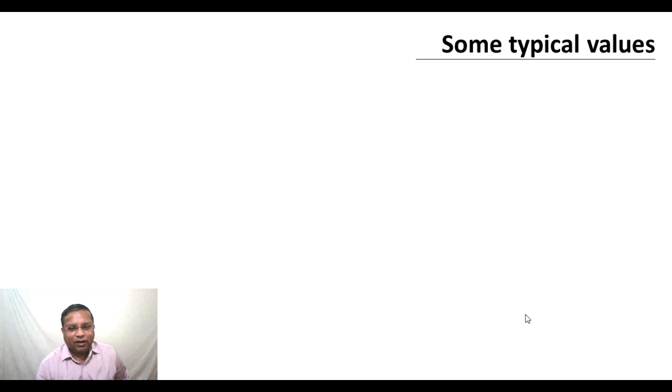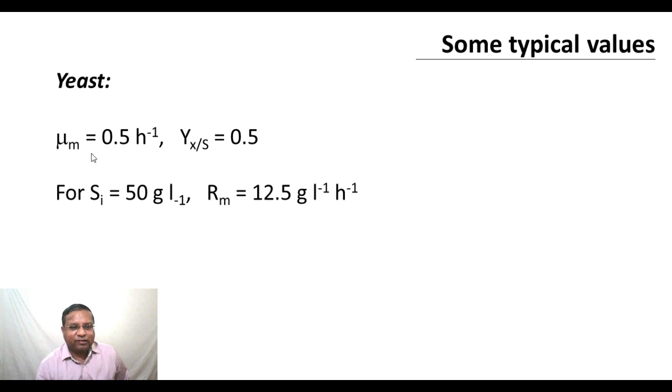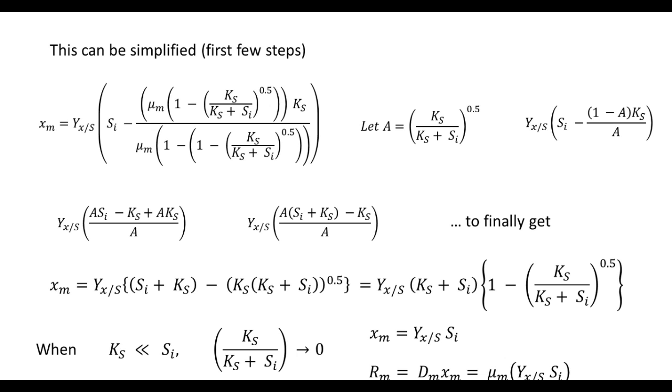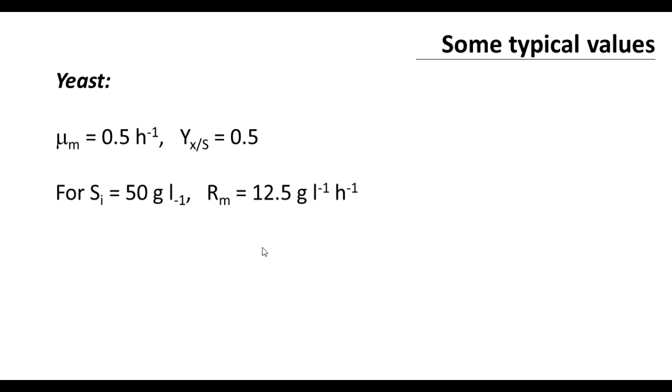Let us look at some typical values to get an idea of the productivities here. For yeast, the maximum specific growth rate typically is about 0.5 per hour. The yield coefficient Yxs is 0.5. So if the inlet substrate concentration is 50 gram per liter, the productivity that we can calculate even under these conditions, the maximum productivity mu m Yxs Si, would be 12.5 gram per liter per hour. You can do the calculation here, the maximum productivity calculation for yeast.